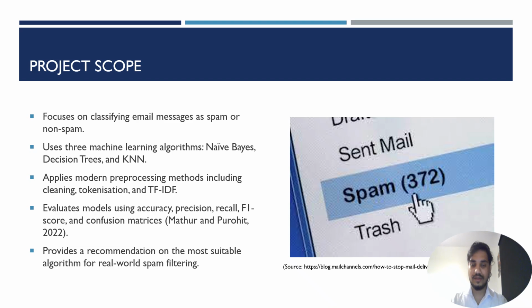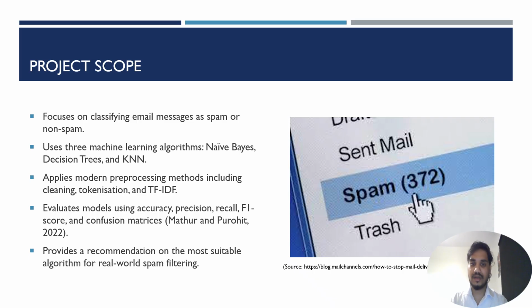And in this slide, we're going to look into the project scope. The scope of this project is limited to building and analyzing an email spam classification system using three traditional learning algorithms, namely Naive Bayes, decision trees and K-nearest neighbors.